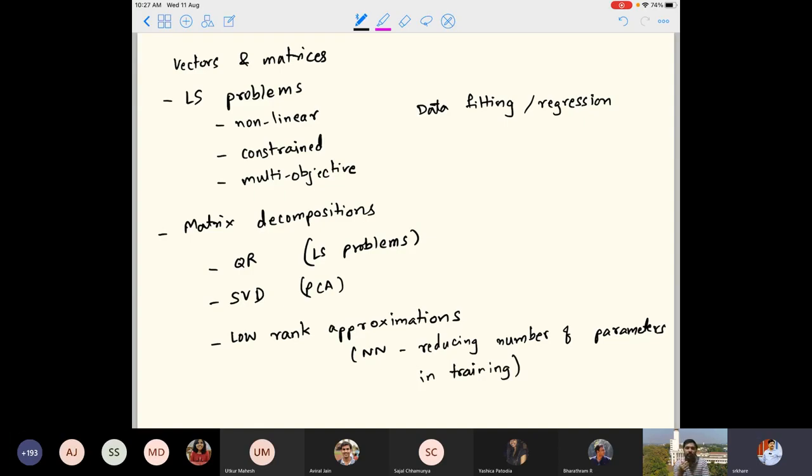That is something that we'll like to look at. So low rank approximations are really very important. Another application of low rank approximations.